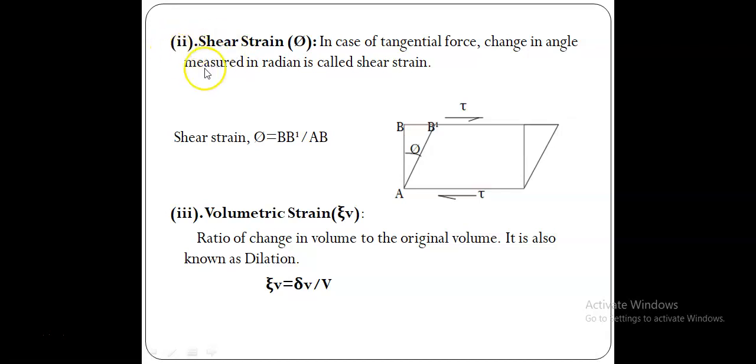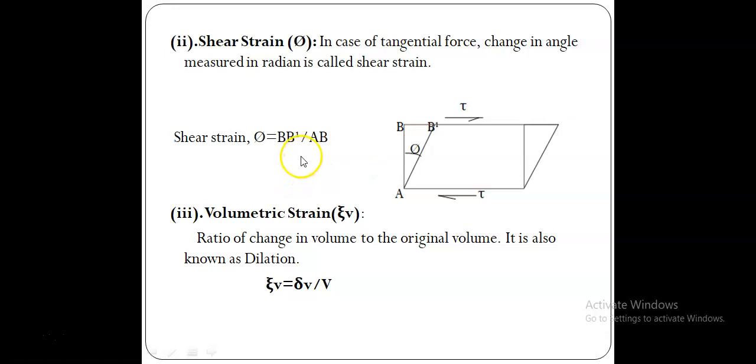Then next, shear strain. Shear strain is phi. In case of tangential force, the change in angle measured in radians is called shear strain. Here we take a plane which is subjected to shear, and because of the shear the object is distorted. So this phi is nothing but the distorted angle. The measurement of this distorted angle in radians is said to be shear strain. That is phi is equal to BB dash divided by AB. That is called shear strain.